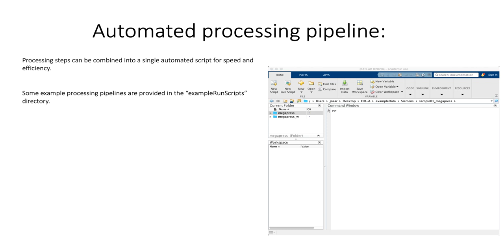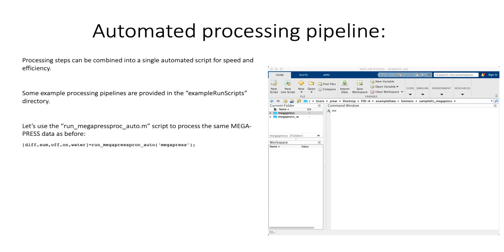So these are found in the example run scripts directory, and I'm going to show you a script called run_megapress_proc_auto, which is a script for processing the megapress data. And it's similar to the steps I just showed you, but it's all done in a single step. So the way you run it is you're going to call this function called run_megapress_proc_auto. You're going to apply it to the name of the directory that contains your water suppressed data.